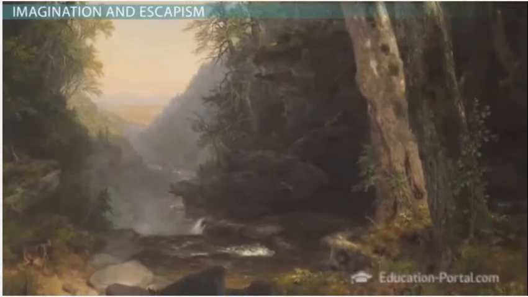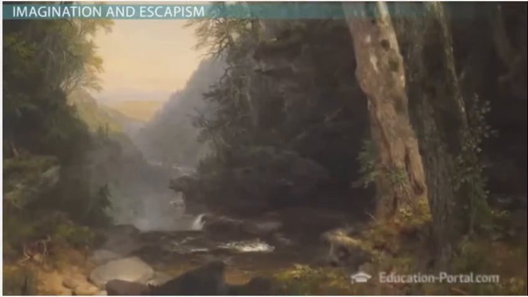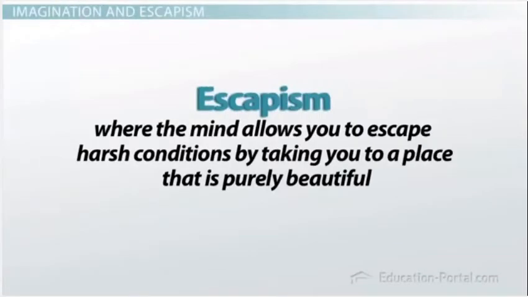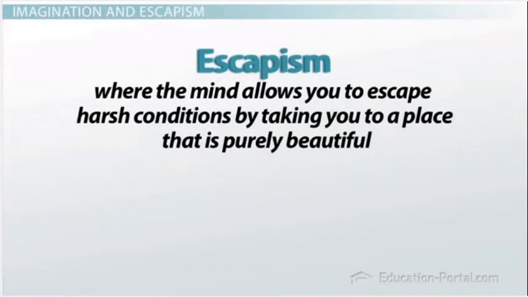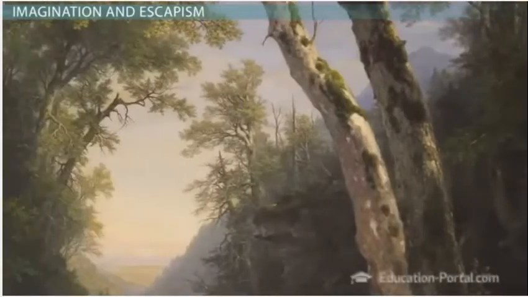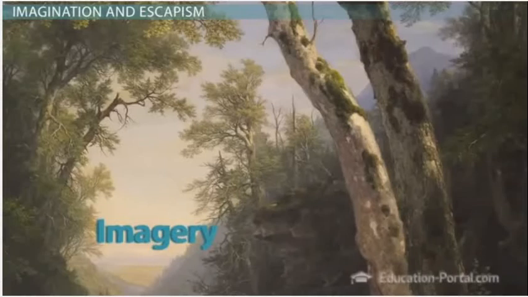Therefore, the American Romantic writers embraced that notion through escapism. This is where the mind allows you to escape harsh conditions by taking you to a place that is purely beautiful. Characters in romantic literature are often journeying away from the city and into the countryside, to a place that's not totally realistic, to a place that has improbable and even supernatural qualities. The authors develop these places with imagery to make the reader experience the locale as if it was real.